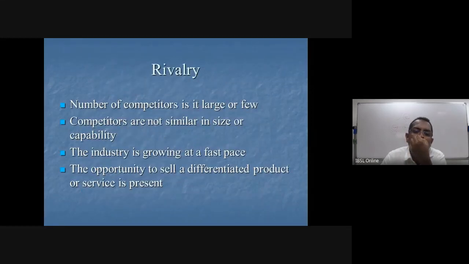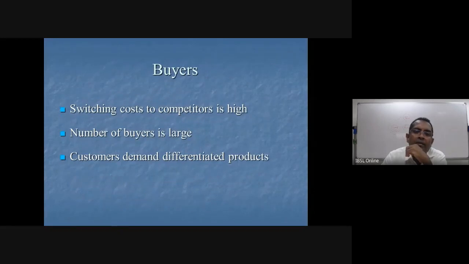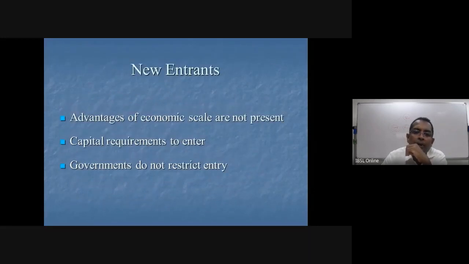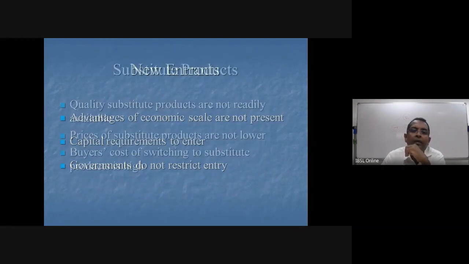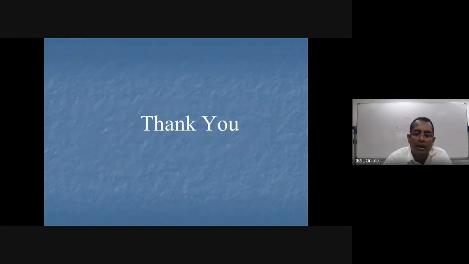Rivalry: number of competitors, larger or few competitors, whether they are similar in size. Suppliers: number of suppliers. Buyers. New entrants. Right? Substitute products: quality of substitute products, whether they are readily available, price of substitute. You may have a substitute product, but if the quality is not good, you don't have to worry. If you have a substitute but the price is very high, you don't have to worry. So like that.